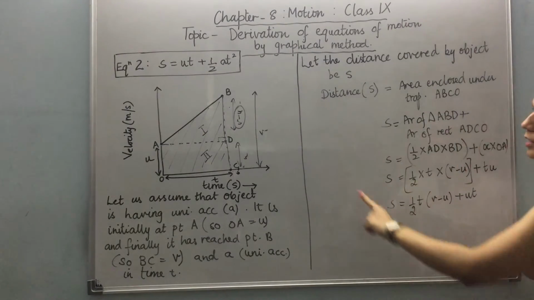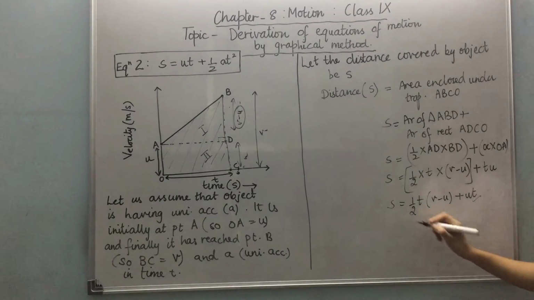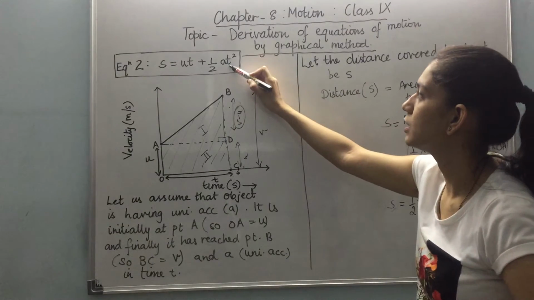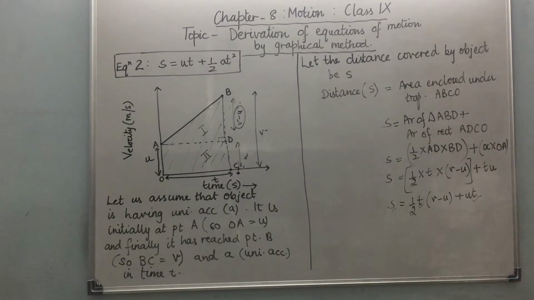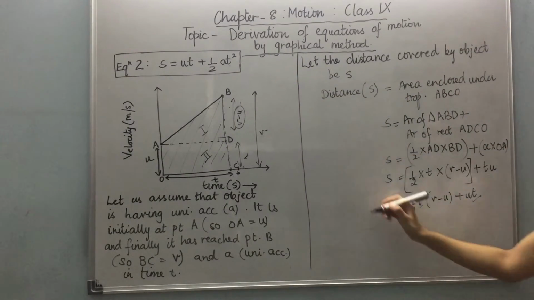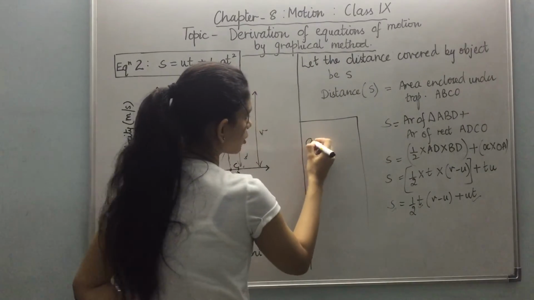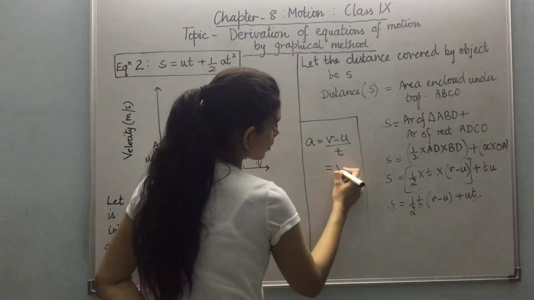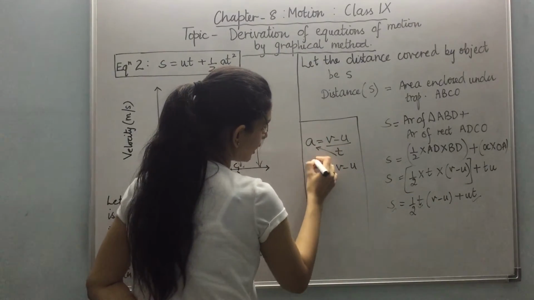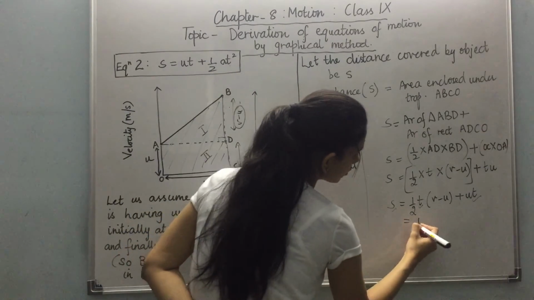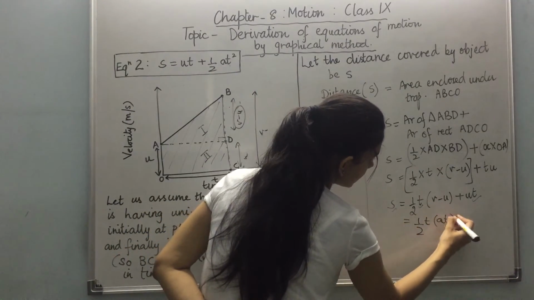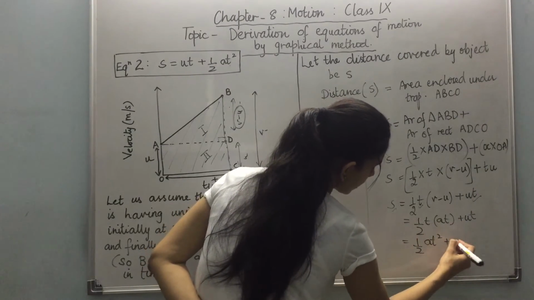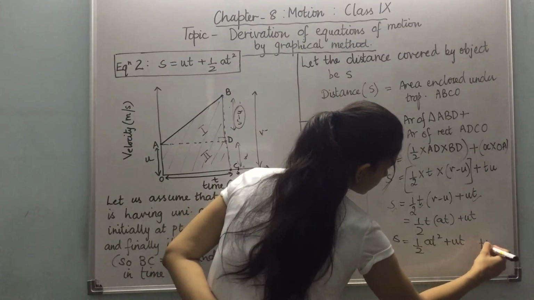See, I'll compare it. What is required? UT is already there, S is already there, this 1T is already there. So what I want is this T square and AT. So can I again replace its value? How? I know that acceleration is equal to V minus U upon T. So I can replace it. V minus U can be written as AT. So I'm going to substitute this value: half T into AT plus UT, half AT square plus UT. Hence, proved.